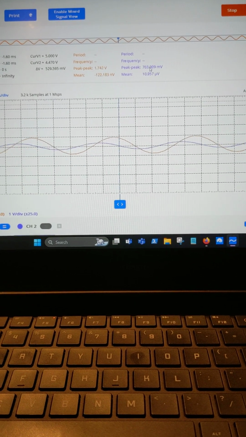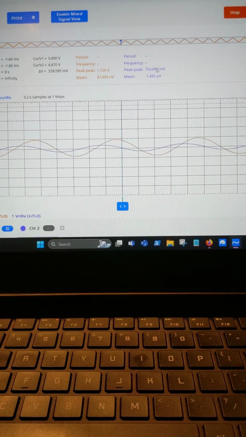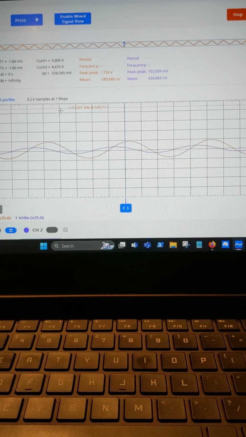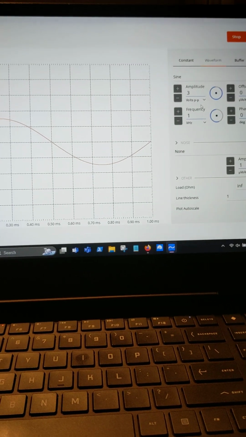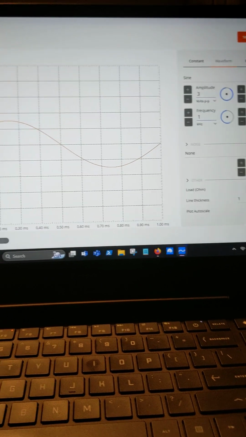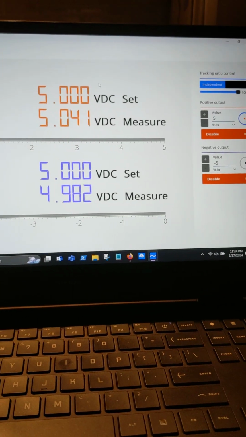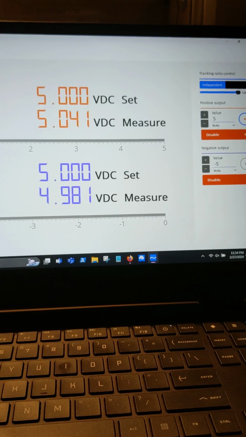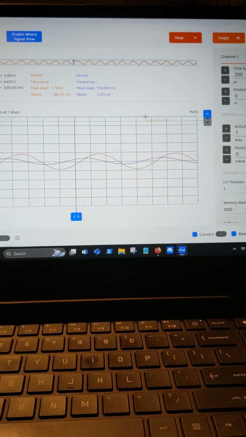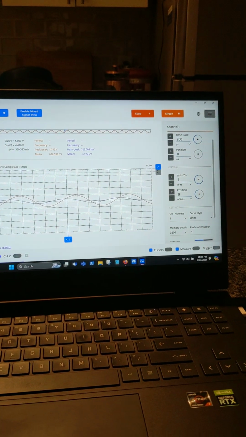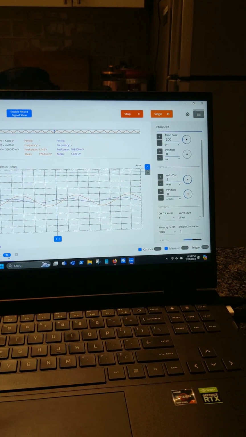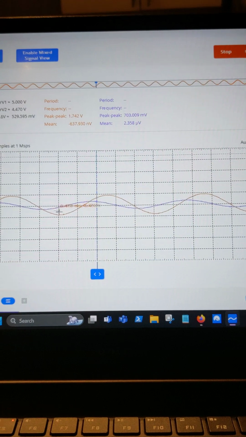My potentiometer is giving me problems too. Signal generator is 3 volts peak to peak. Frequency of 1 kilohertz. Power supply 5. Let's see, there's channel 1 and channel 2. So getting something out.